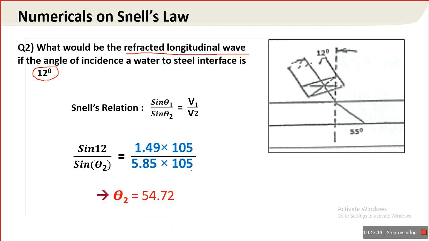So theta 2 is equal to 54.72, approximately 55. So we get the value of theta 2, which is approximately 55, with the help of this Snell's relation. And remember here, we need a refracted longitudinal wave which is transmitted into the steel. So these are a few numericals related to Snell's law. I think the concept of Snell's law is clear now.